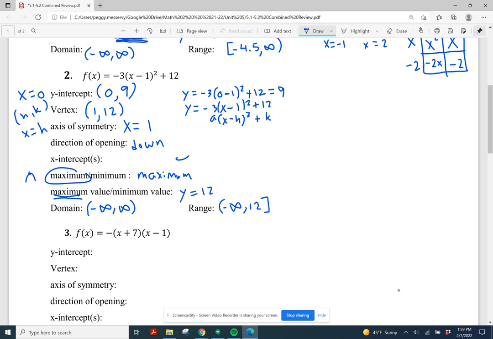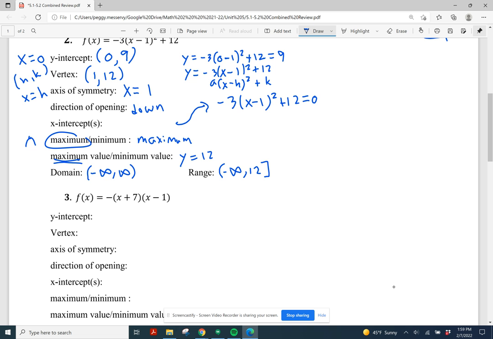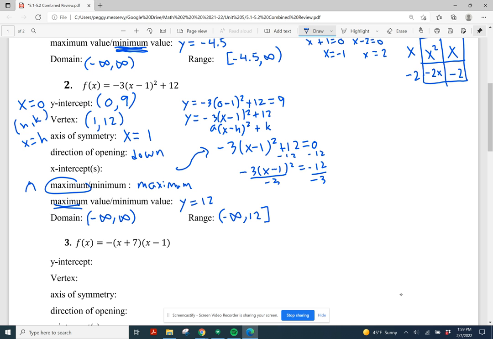So for the x-intercepts, we're going to solve the equation that we get when we replace the y with 0. So 0 equals negative 3 times x minus 1 squared plus 12, but I want the 0 over here. So I'm going to switch sides. Now I'm going to subtract 12 from both sides. And I'm going to have negative 3 times x minus 1 squared equals negative 12. I'm going to divide both sides by negative 3. And let's see, I need a little more room here. So we're going to have x minus 1 squared equals 4.